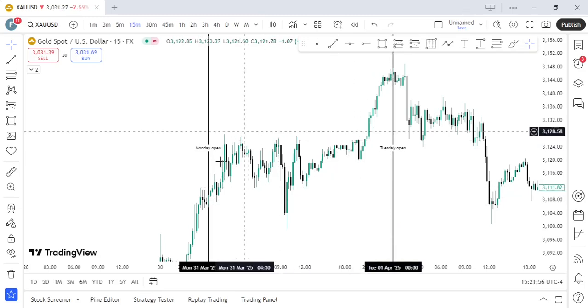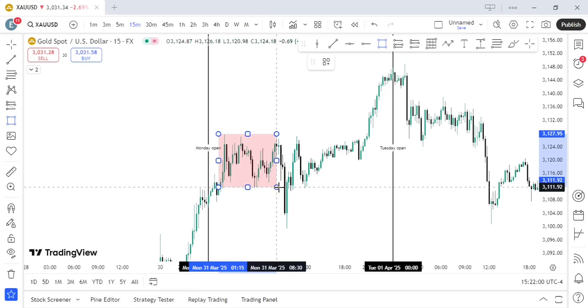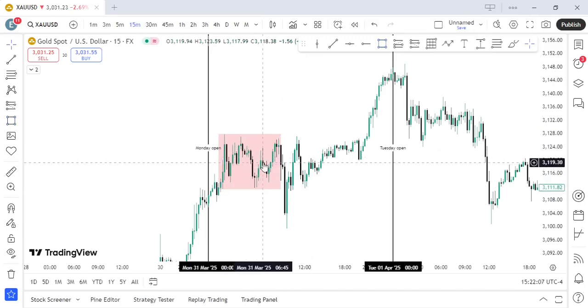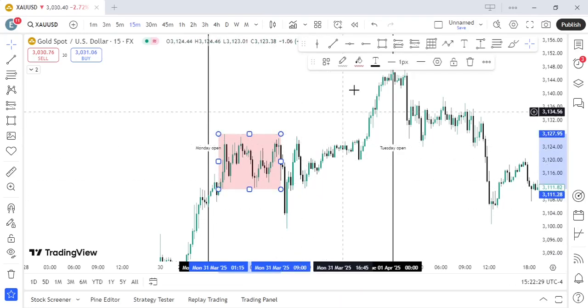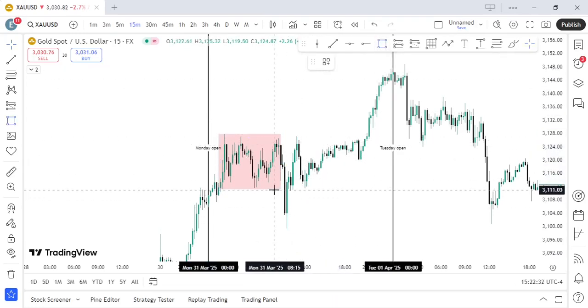Okay, so we have our accumulation right here. So this basically is our accumulation. As you can see, price isn't on any trend. Price is just going up and down inside of this range basically. So after the manipulation, as you can see, there was an impulse bearish momentum all the way down. So this basically is our manipulation.